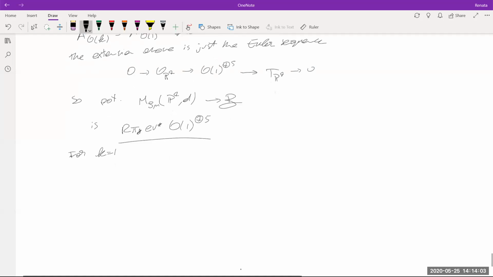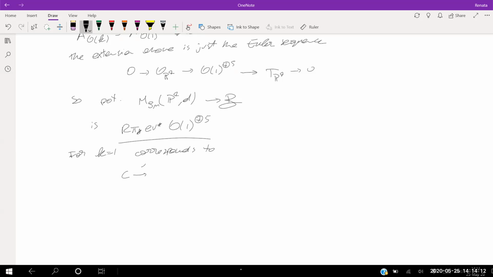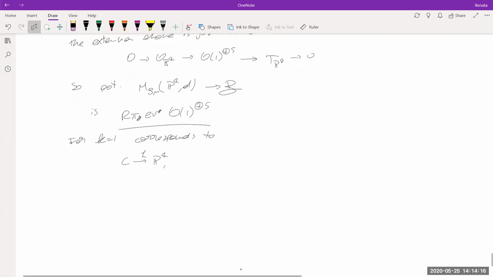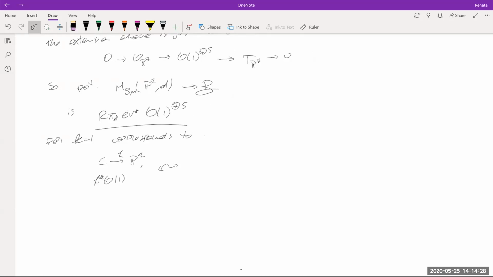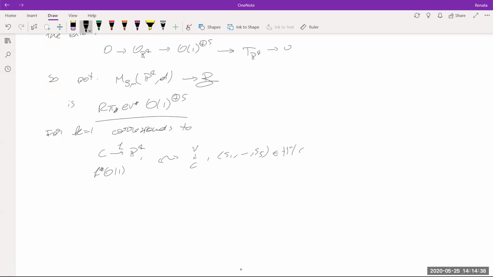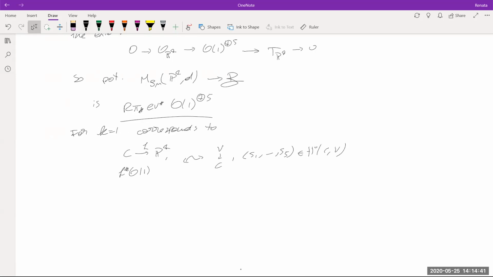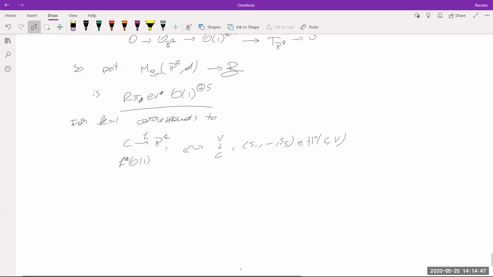K equals 1 corresponds to the fact that giving a map from C to P4 together with some very ample bundle on C, so together with a choice of this, it's the same as giving a very ample line bundle on C and some sections, plus stability conditions that are actually not very important for obstruction theories, and can be varied.